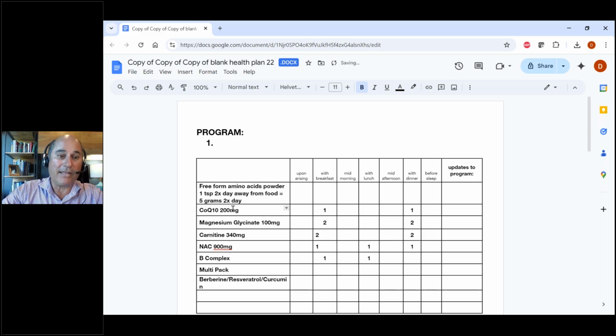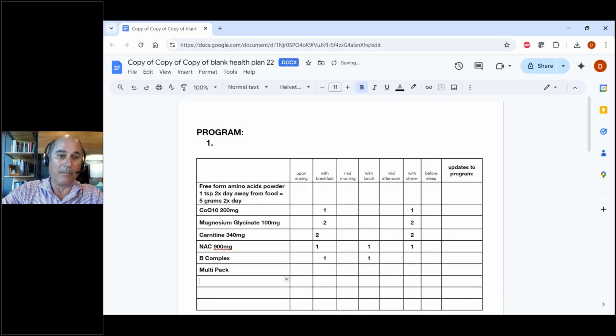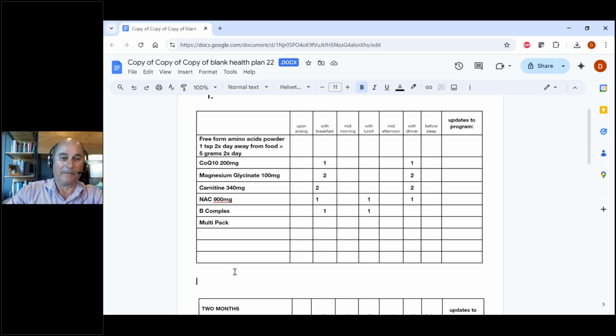Okay? Now, this is often combined, like in this example here, with other products as part of a mitochondrial repair program. Not most of the time, all of the time, what we're talking about today is integrated in with another program. So if we're doing mitochondrial repair, it would be free-form amino acids plus CoQ10, magnesium, carnitine, NAC, B complex, and a multi-pack. That's a super common way that I would do it.